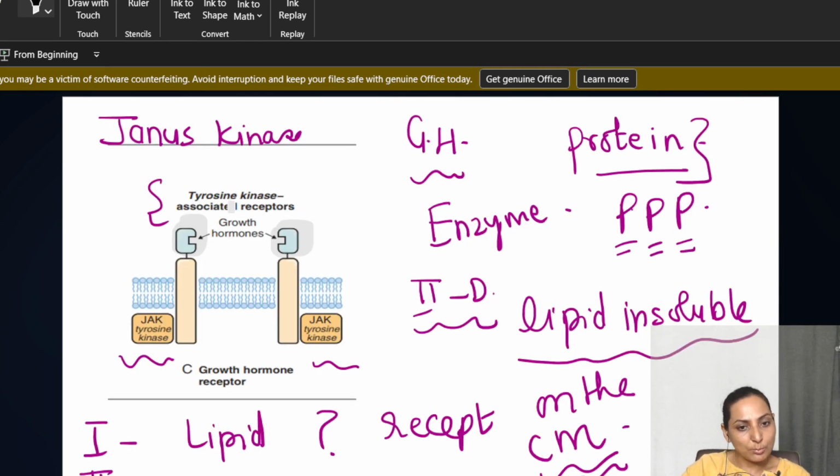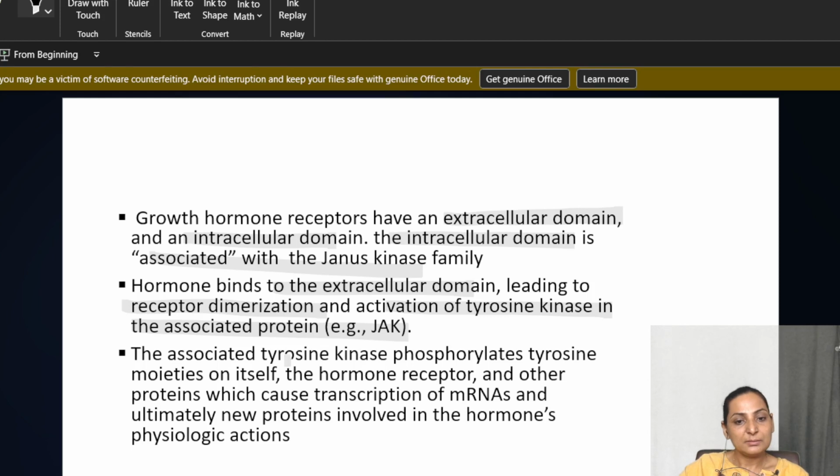So as soon as the hormone binds on its extracellular side, there is dimerization of the associated protein, that is the Janus kinase. The associated tyrosine kinase is going to phosphorylate itself, the hormone receptor and the other protein. So ultimately what happens? Binding of the growth hormone to its receptor, dimerization of the receptor, activation of the tyrosine kinase in the Janus kinase, and transcription of mRNA and new protein synthesis. So remember, in 4 steps, binding of growth hormone to its receptor, right?